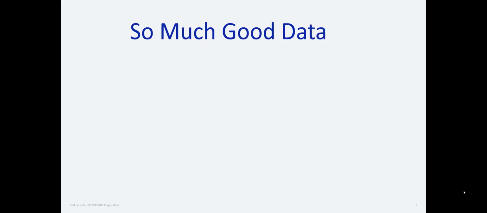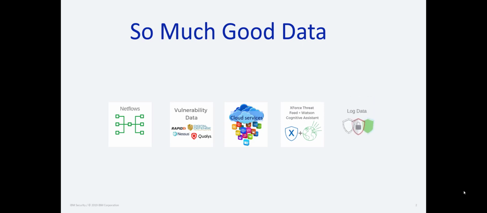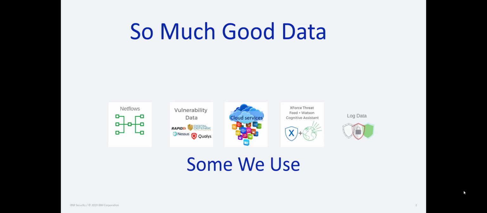We have a ton of good data, all of the good things we have put into QRadar since the beginning of time. These come from your network, from your cloud, from threat feeds, on and on. This gives us a really good view of our security intelligence. The problem is there is a ton of good data that we don't use.